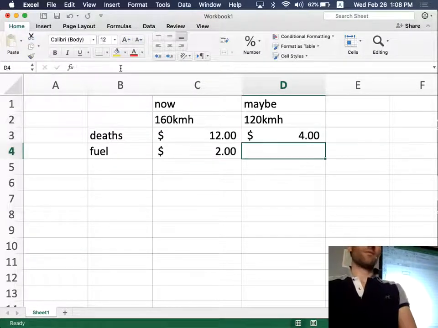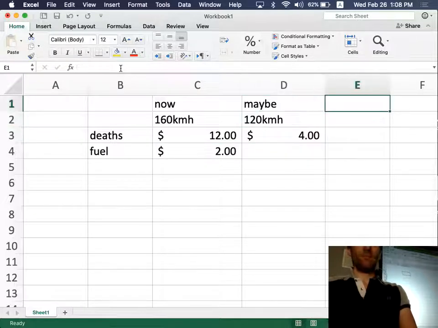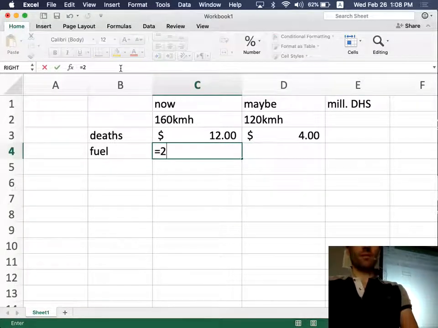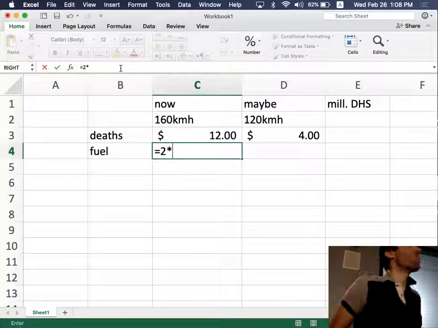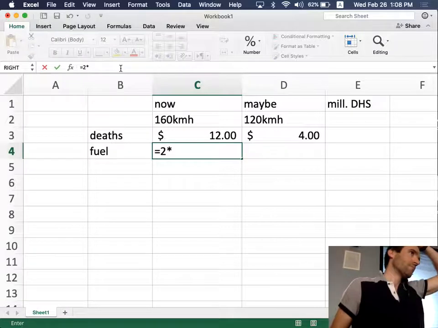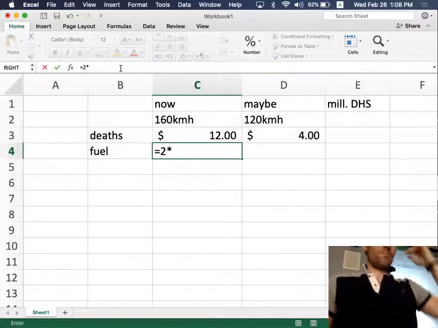Let's work in millions. Yes? Okay? Million DHS. So we have 2 million. What else? 2 million passengers. The cost of the fuel, 2 per 1 liter, and we have 160 kilometers.